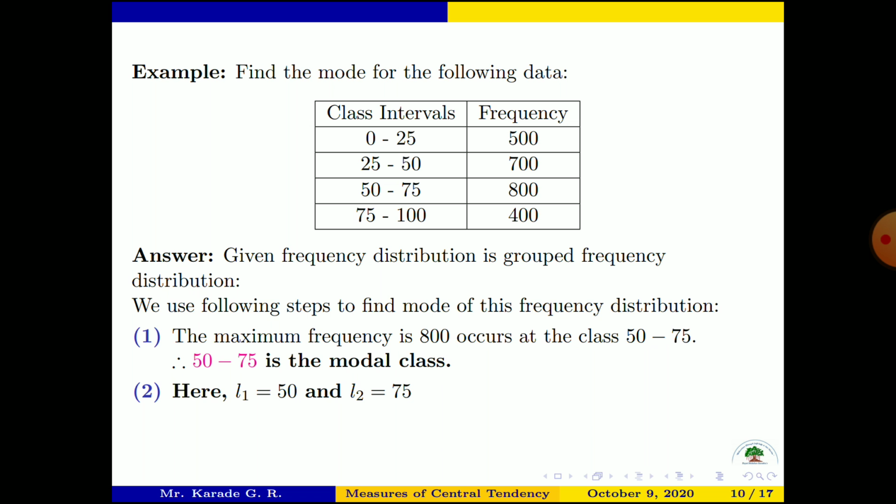After that we will find F1, F0, F2. What is F1? F1 is the frequency of the modal class. The modal class is 50 to 75 and its frequency is 800. Therefore F1 is equal to 800. What is F0? F0 is the frequency of the class previous to the modal class.